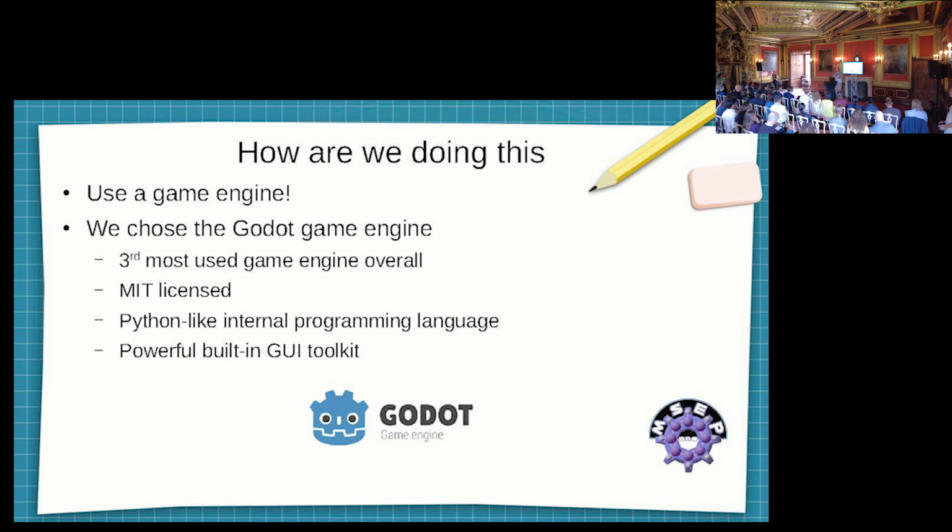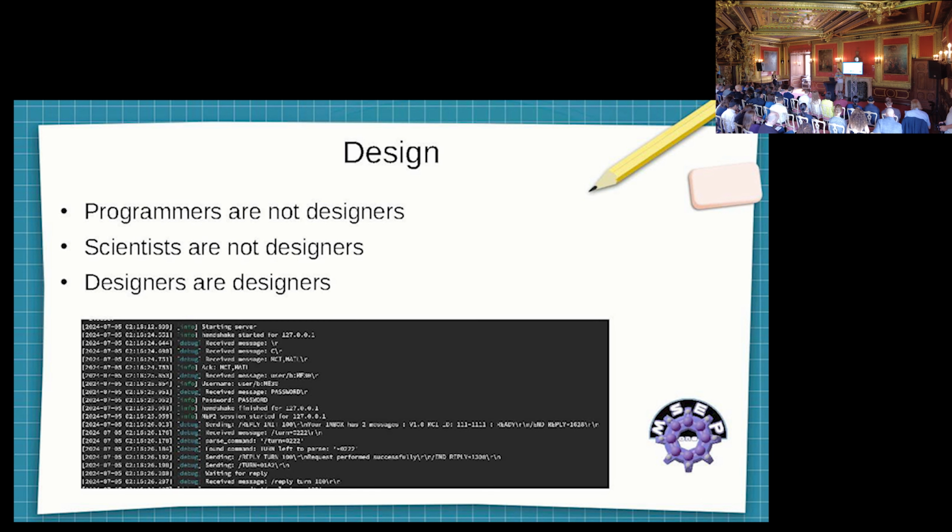So how we solve this problem is by using a game engine. In this case, the Godot game engine, which is also open source, which means it doesn't drag on the ability for us to distribute this tool. It's the third most used game engine overall, MIT licensed. The built-in programming language is already Python-like, and as most scientists use Python or Python-like tools, it is fairly easy to get into. And most importantly, it has a very good built-in UI toolkit, meaning that we can build user interfaces that are actually usable without you having to be an expert in how to do that.